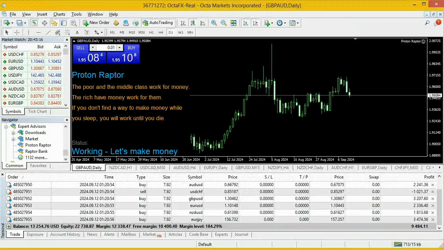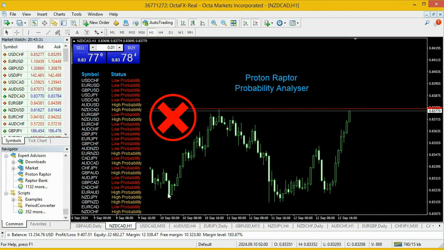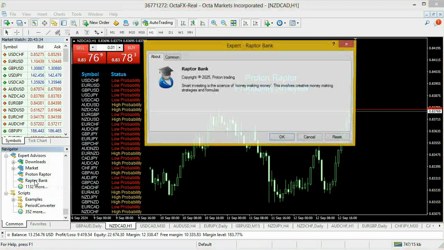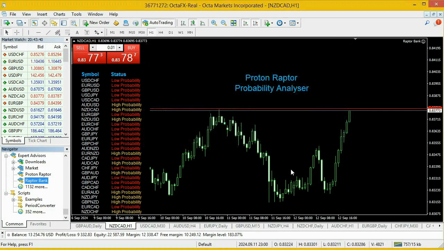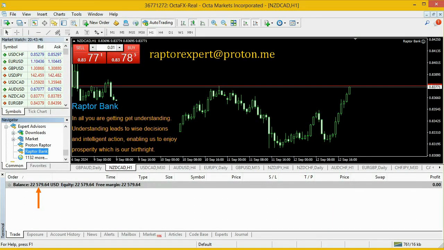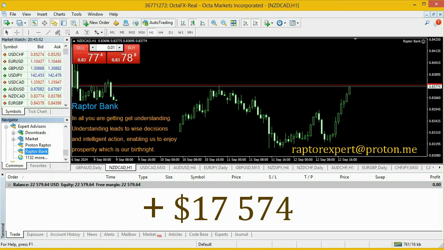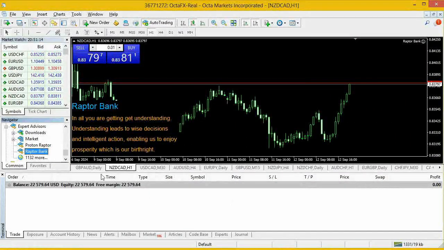Moving forward. After a little over 20 hours, this is where we are. As you can see, the condition of the market has changed, so we close all trades. Our balance is now $22,579, which means we've made $17,574 in 4 days. These results are proof of the effectiveness of the Raptor.